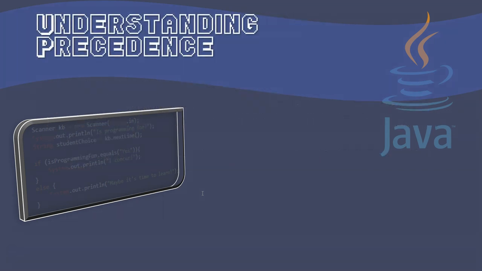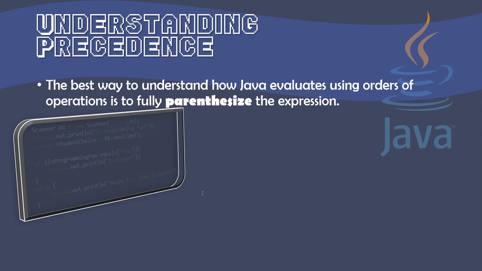The thing we have to understand with precedence, though, is how Java evaluates it. How does it use it? Well, the easiest way to think about it and really wrap our minds around it, if you aren't familiar with order of operations and using PEMDAS or anything like that, is to fully parenthesize the expression. So let's pop over to Eclipse and take a look at how this works.